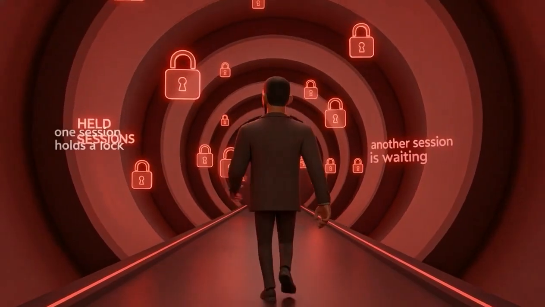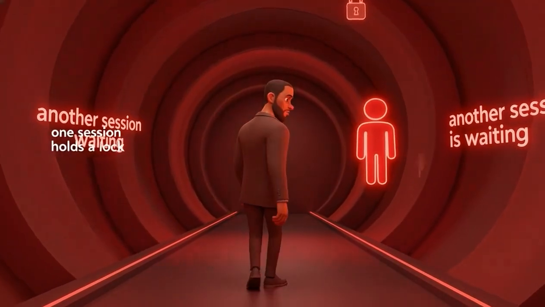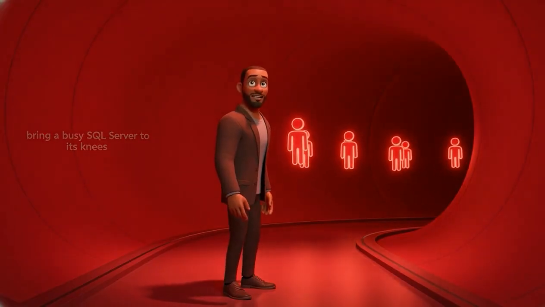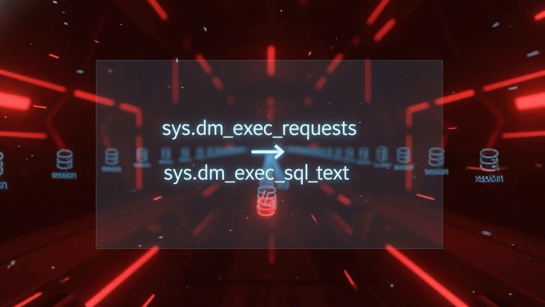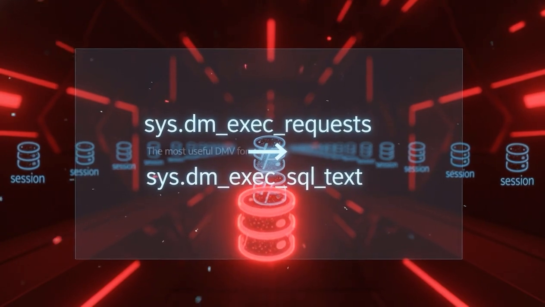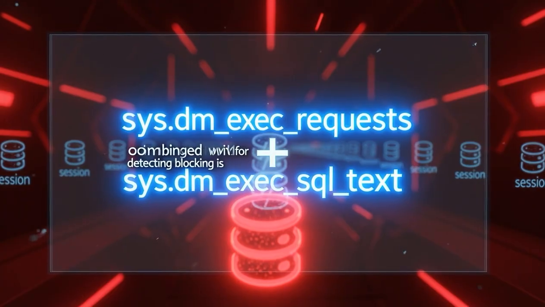Blocking happens when one session holds a lock on a resource and another session is waiting for that lock to be released. Severe blocking can bring a busy SQL Server to its knees, with dozens of sessions queuing up behind a single blocked query. The most useful DMV for detecting blocking is sys.dm_exec_requests combined with sys.dm_exec_sql_text.